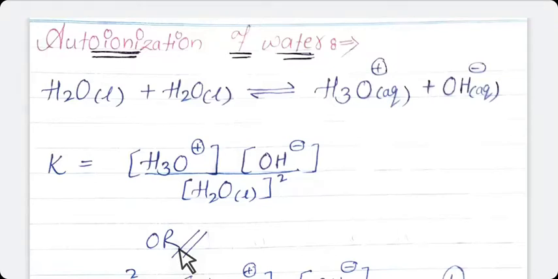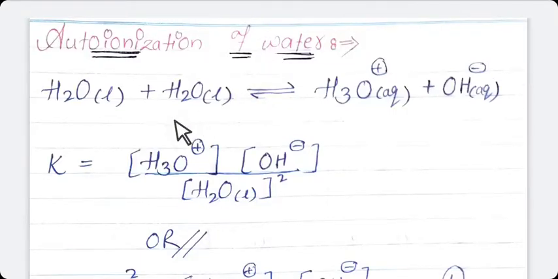Dear students, let's continue the chapter Ionic Equilibria. From this chapter, today we are going to study auto-ionization of water. Always remember students, pure water ionizes to a very small extent. And you can understand the ionization of pure water by this reaction.